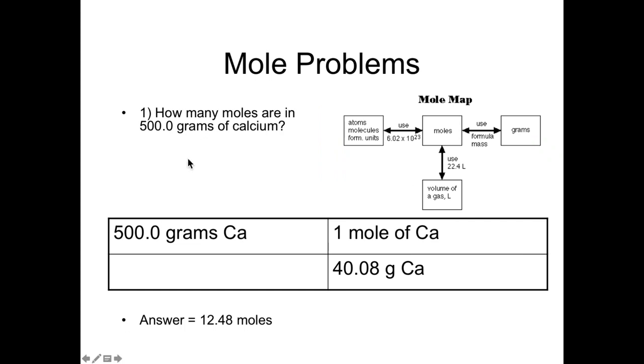All right, so 500 grams of calcium will be our given in the upper left. What we want is 1 mole, and then the molar mass of calcium is 40.08 grams. So we'll take 500 grams divided by 40.08 grams, and that'll get us 12.48 moles will be the answer for that.